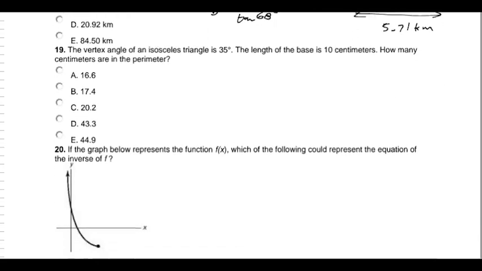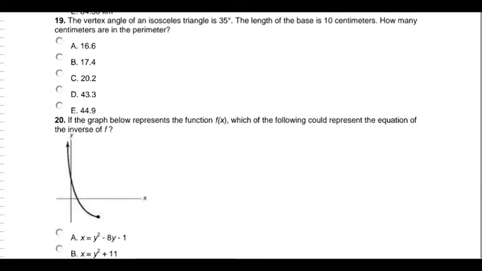Okay, on to 19. The vertex angle of an isosceles triangle is 35 degrees. It's the one on the top. The base is 10 centimeters. How many centimeters are in the perimeter? So again, sketch it out clearly. 35 is here, 10 is down here. So now we've got to look at the geometry and zoom in here. So we can use a vertical line down here, create a right angle and create a side 5.